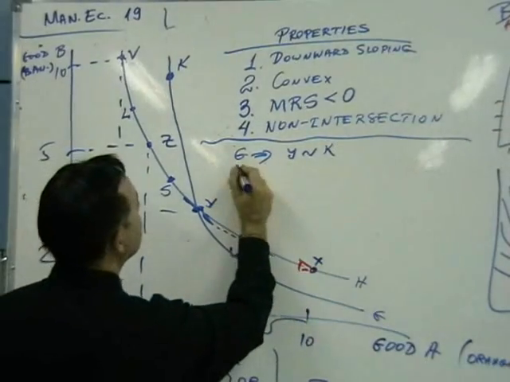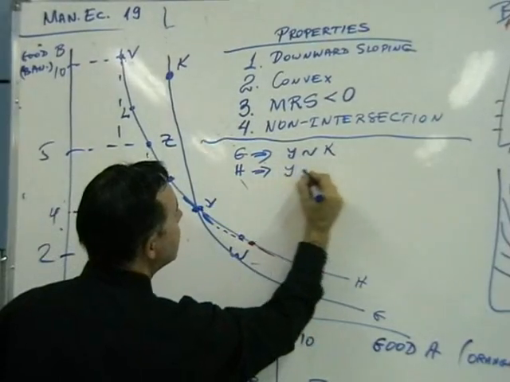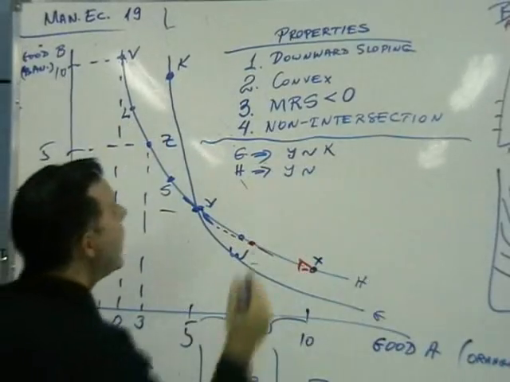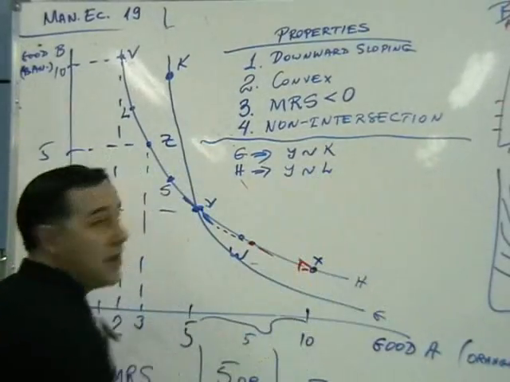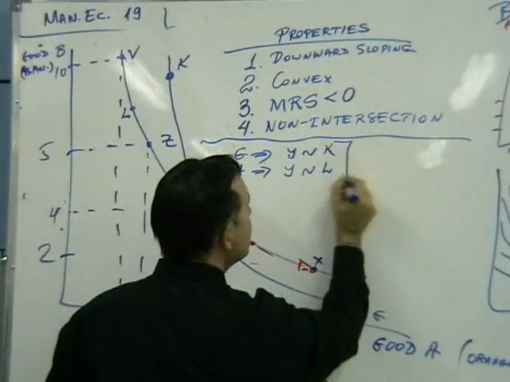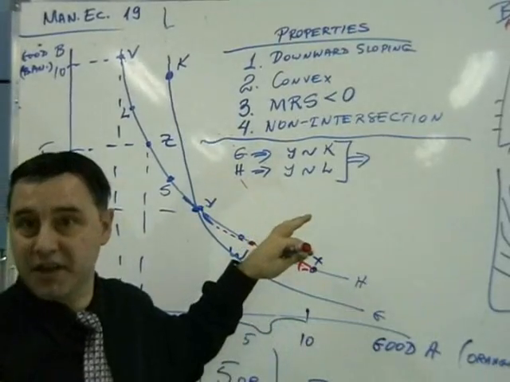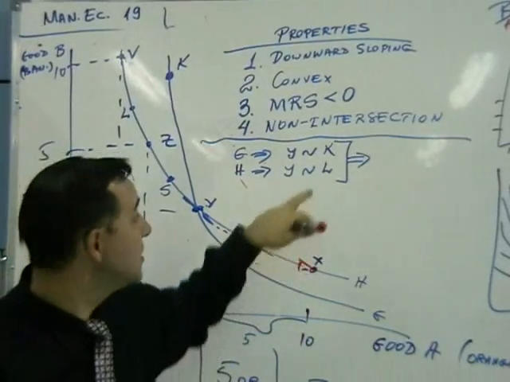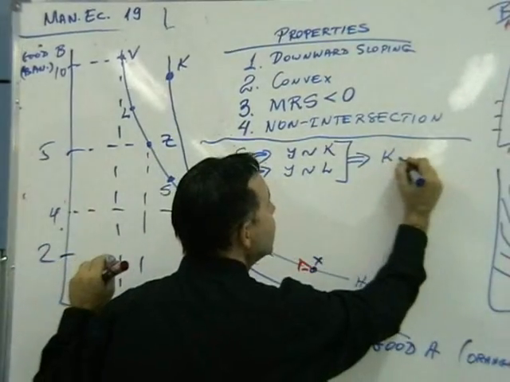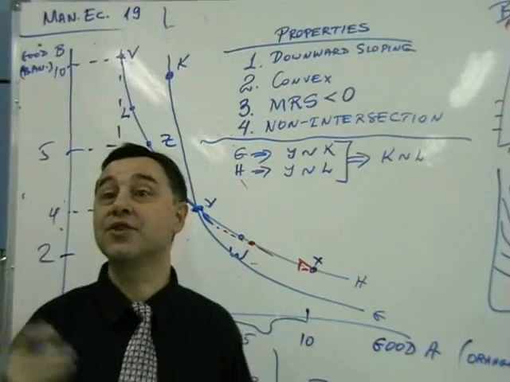From H, Y is indifferent to L. Okay? And from these two, it follows from, remember, transitivity, right? Transitivity, it follows that K is indifferent to L. Okay? K is indifferent to L.